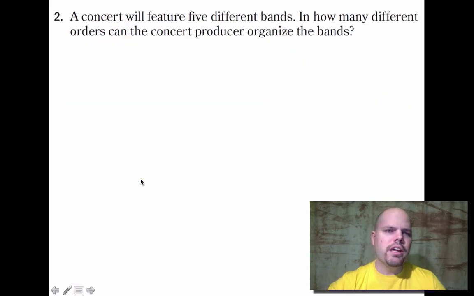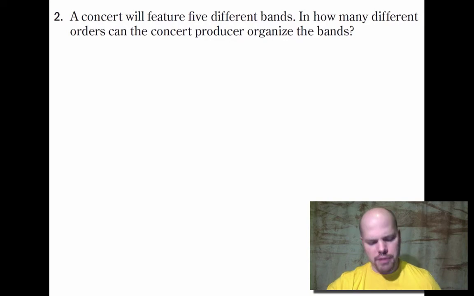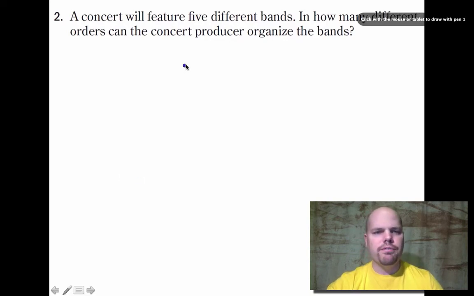All right, number 2, a concert will feature 5 different bands. In how many different orders can the concert producer organize the bands? Usually you'd want your best one playing last, because you'd want people to stick around for the whole concert, but let's say they're all fairly close in popularity, so 5 different bands. Well, that means you could have any of the 5 play first, but they're not going to repeat, so we're going to go without replacement.